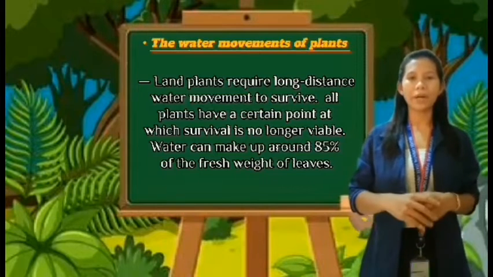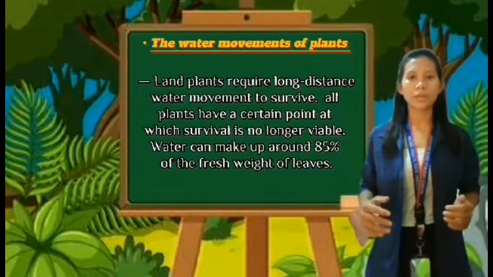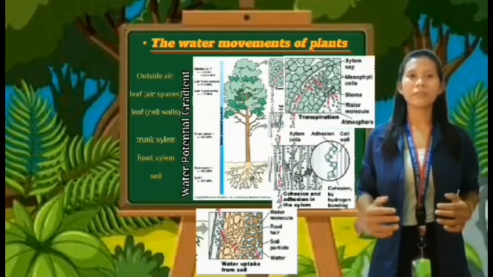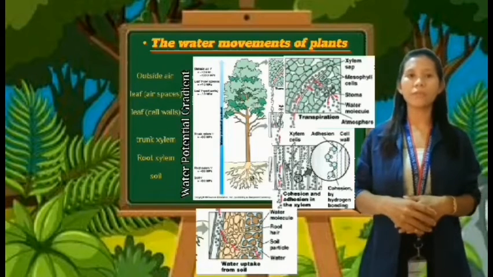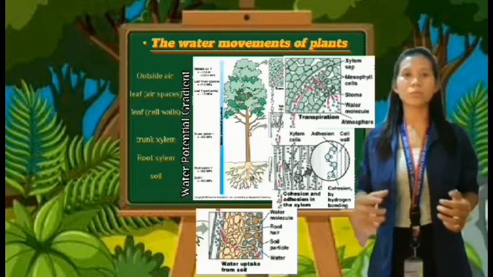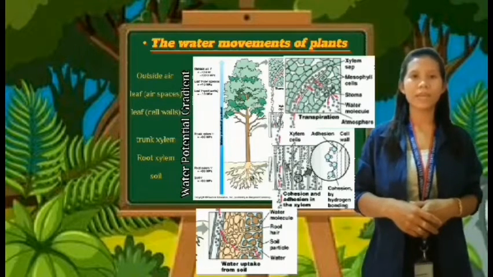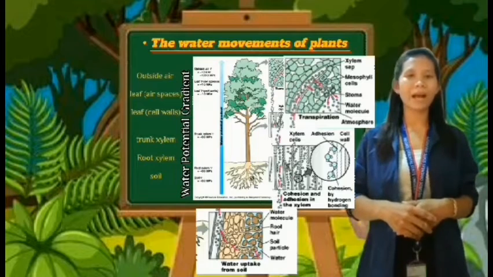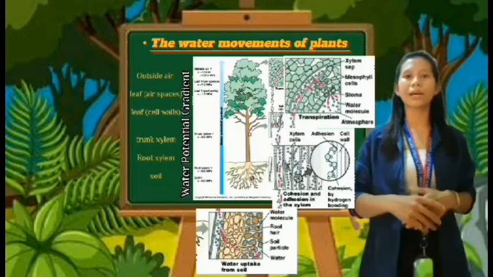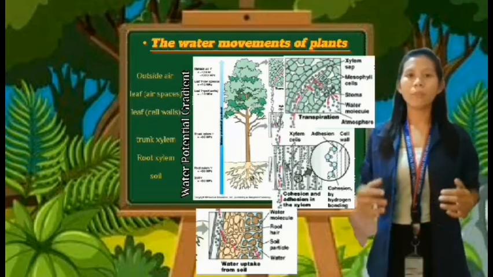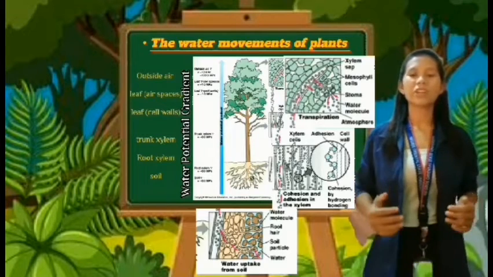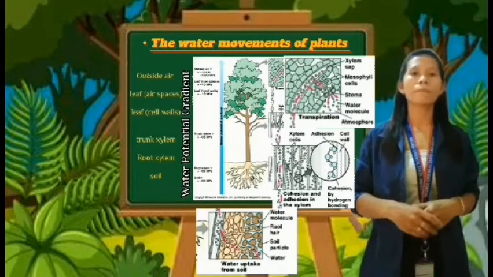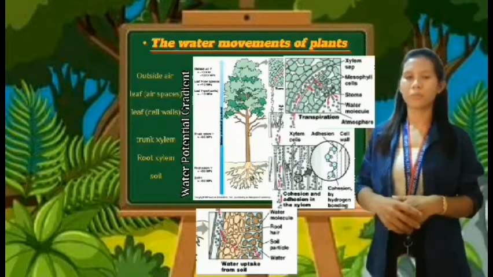Water can make up around 85% of the fresh weight of leaves. A leaf can evaporate all of its water weight in just 1 hour on a dry, warm, sunny day. The cell's absorption of water must make up for the water lost through the leaves. The movement of water is crucial for absorption of vital mineral nutrients from the soil.